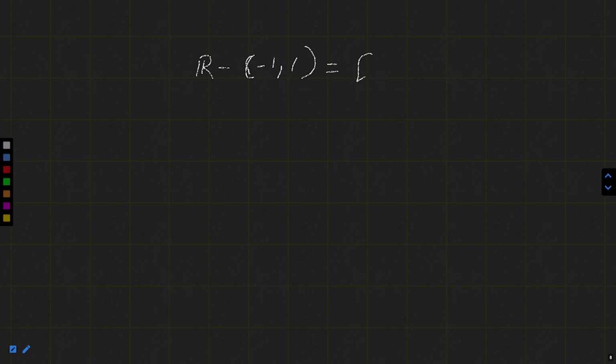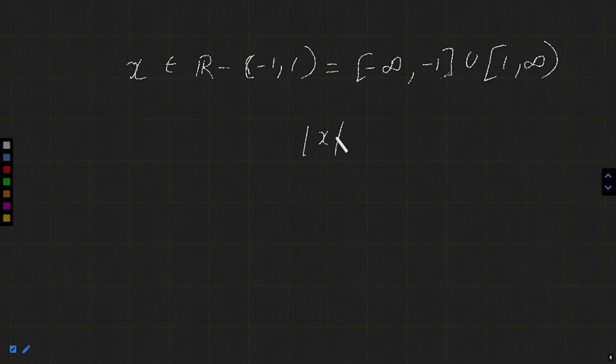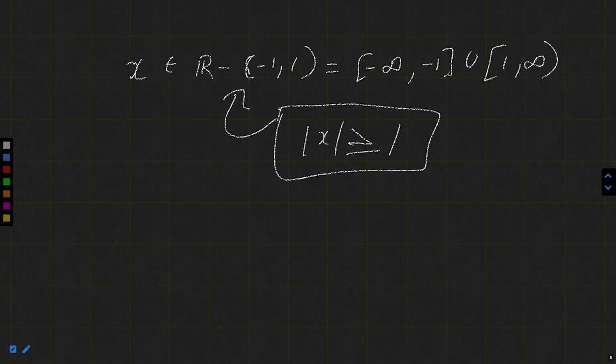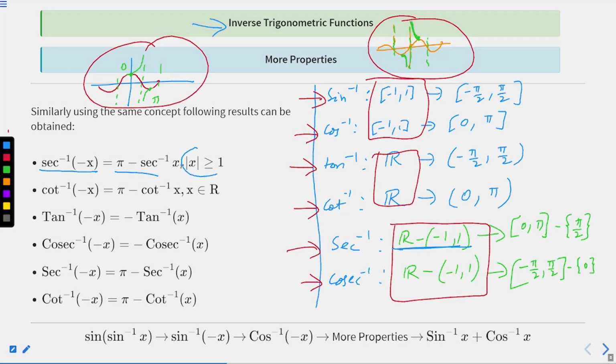So the other way to write this is like this: the closed interval union the closed interval 1 to infinity. And another way to write this is that if x belongs to this or this, it means x is this. This is also the same way to represent this and this. So as you can see, the domain.